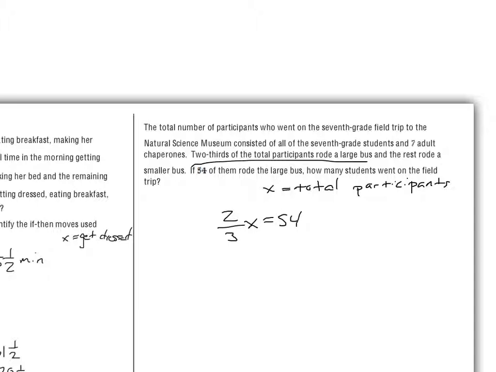Well, we know the total participants. If I really want to replace this, and I want to do this all in one step, 2/3 of the total participants. Well, the total participants, if we think about this as Y, would be students, the total participants would be Y plus 7 adults, is equal to 54.